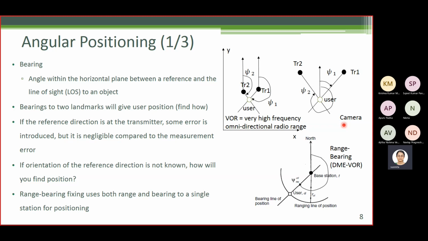And then when that feature is imaged on its detector, using the same method as a conventional camera, it can find the bearing. Okay. So LiDAR or laser camera is an example of a range-bearing system. Any question?